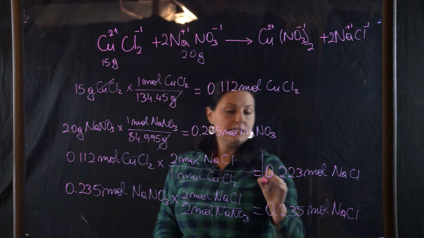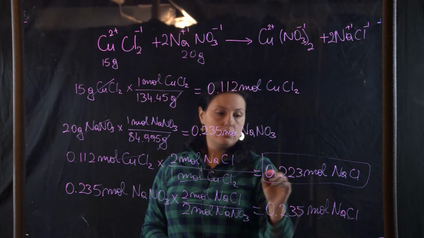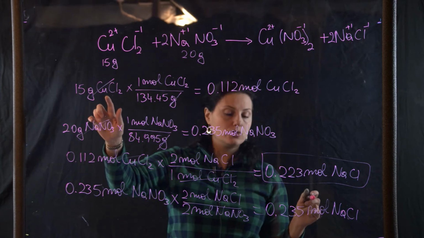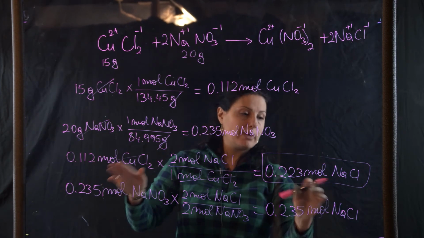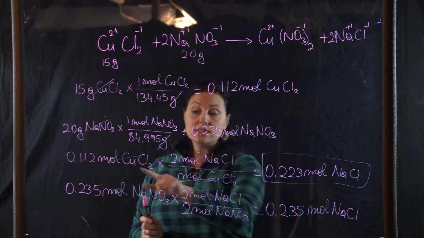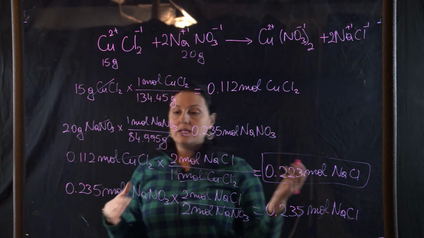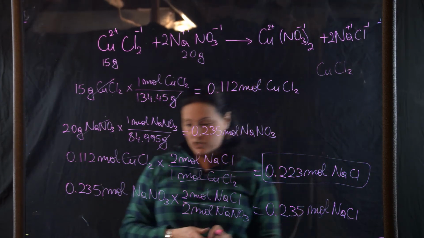Okay, this is the smallest amount of product, so this is how much I make. My copper(II) chloride is going to run out faster because it gives me the least amount of product. So that is going to be my limiting reagent. The next question says, which one is your limiting reagent? Copper(II) chloride is the limiting reagent.